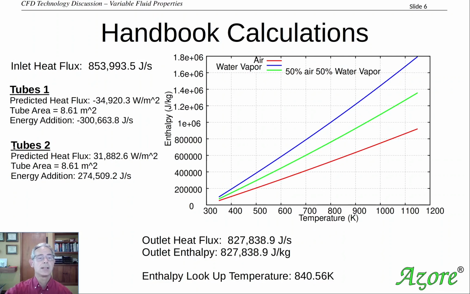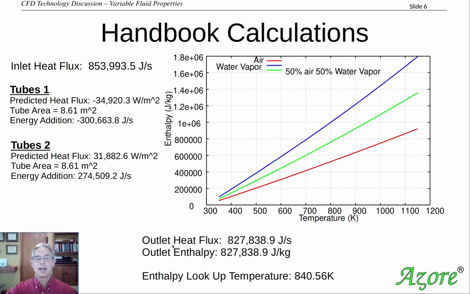So then in the second set of two bundles, we also got a predicted heat flux rate right here, and we multiplied it. It happens to be the same amount of tube area. And in this particular case, it's a positive value, so we added energy in. So now we've used our CFD model to look and predict those heat flux rates. And once we know those heat flux rates, we can do a little bit of a handbook calculation to determine what the outlet temperature should be based on this amount of energy removal and addition.